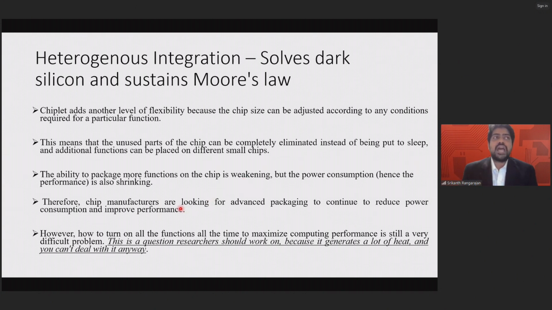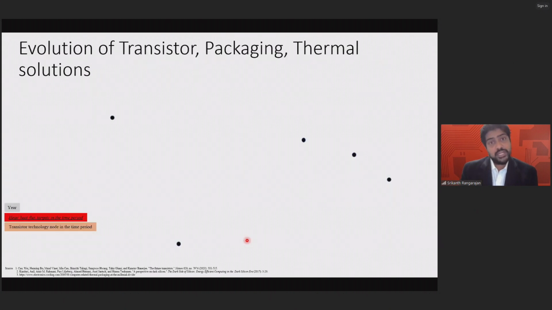But the real challenge with thermal management here is that turning on all the functions all the time to maximize computing performance is still a very difficult problem. This is the question researchers should work on, because it generates a lot of heat and you can't deal with it anyway. So heterogeneous integration solves the dark silicon issue, but it doesn't seem to solve the thermal issues.